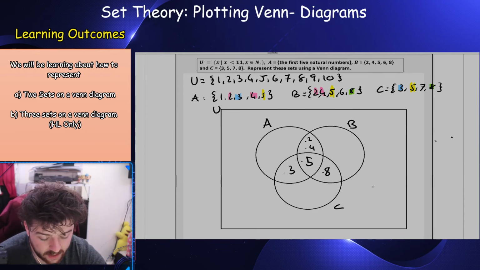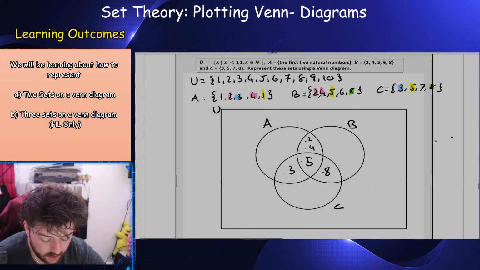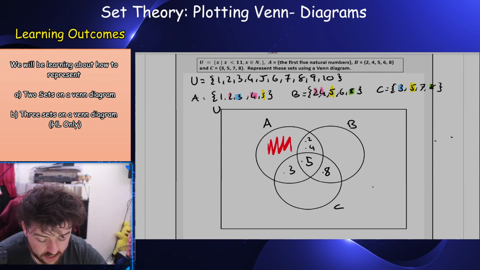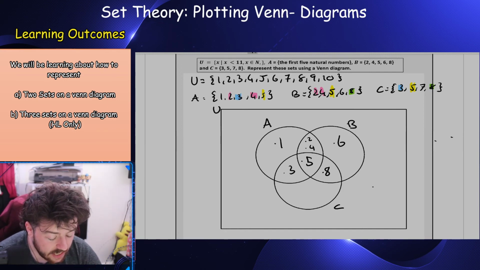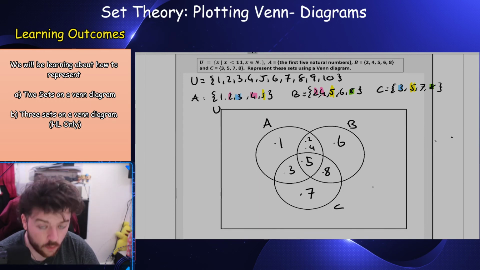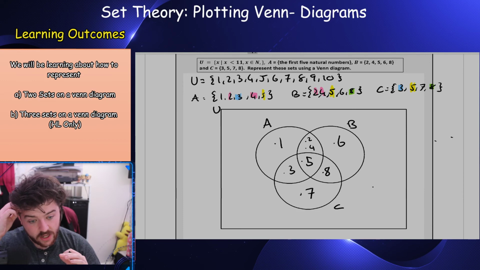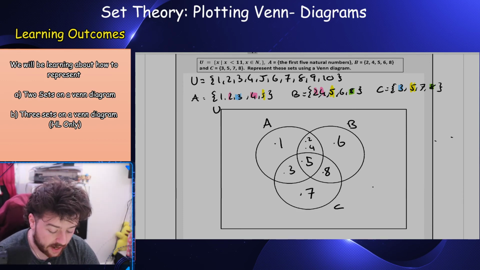Now finally, let's work on the only regions. So what's A only? Well, it just seems to be 1. So 1 is A only. Let's look at B, what have we left over? Well, 6 is going to be the only thing just in B. Then C, it seems 7. 7 is the only thing in C. It's not shared with any other set.